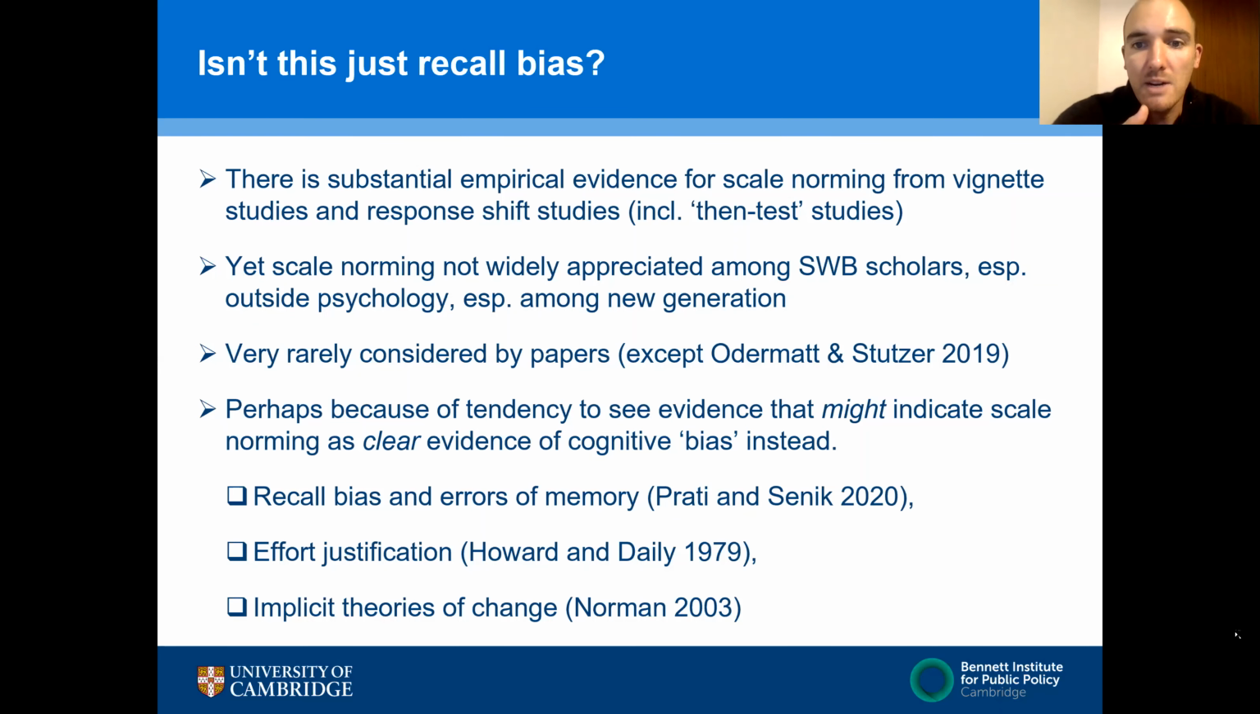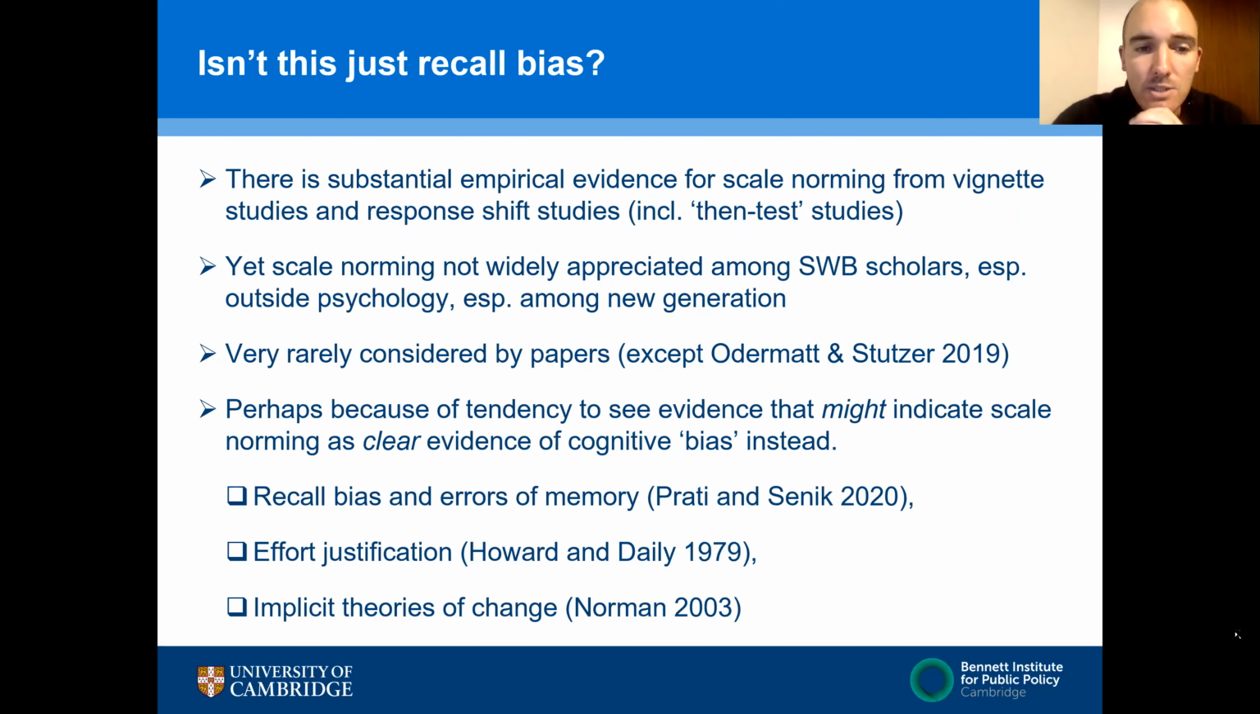There's one exception that I've come across, which is this paper by Audemars and Stutzer. That paper is really interesting because it shows how hard it is to control for scale norming, even if you want to. And perhaps this lack of engagement is because of a tendency to see the evidence that might indicate scale norming as clearly indicating cognitive biases instead.